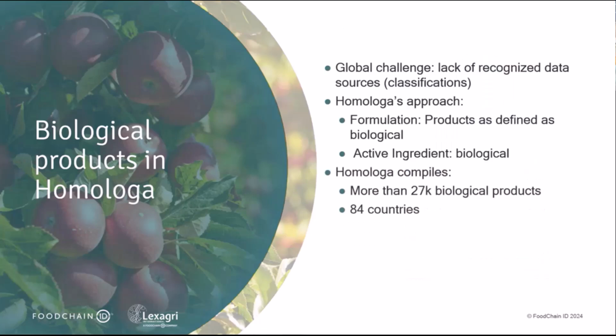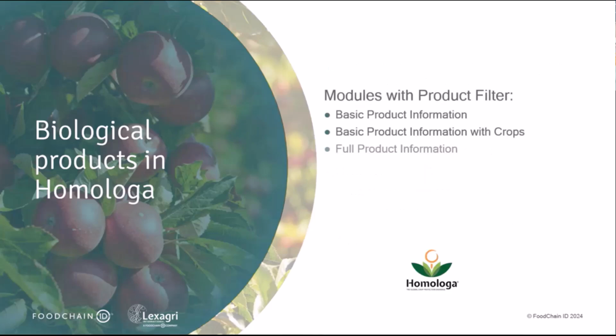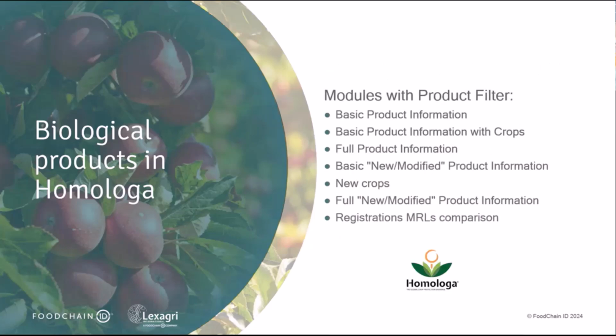Homologa compiles, at this point, 27,000 different biological products in 84 countries. Filtering these biologicals is quite straightforward because there is a dedicated filter for biologicals in all modules with specific product filters. I can show in this list those 7 modules containing a dedicated product filter.